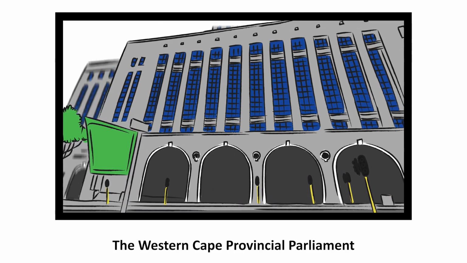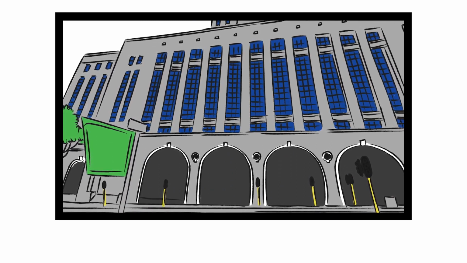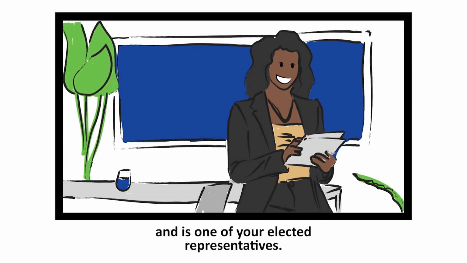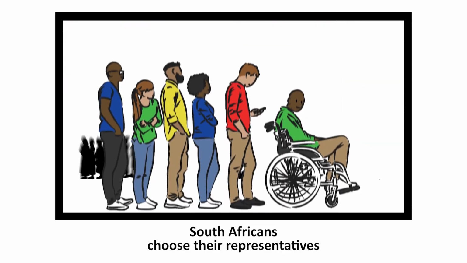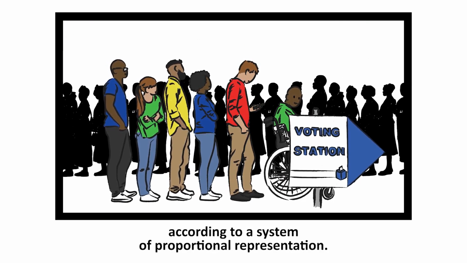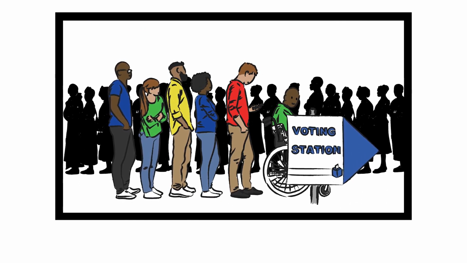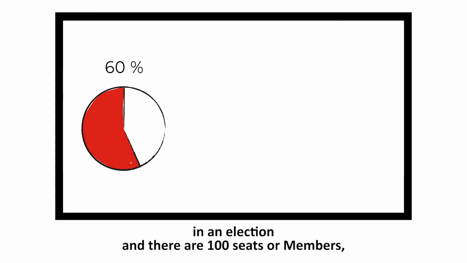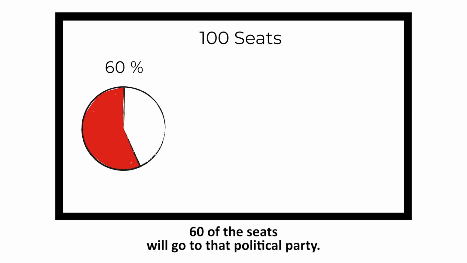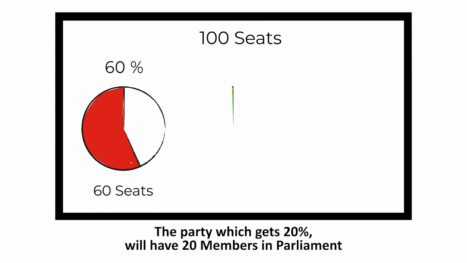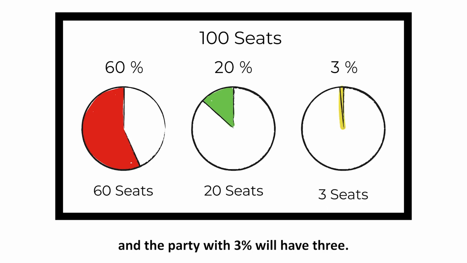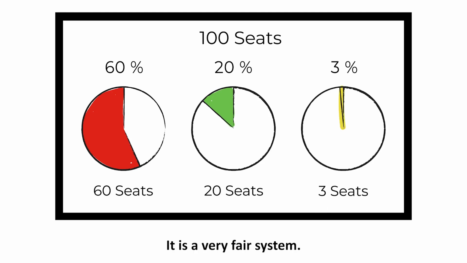The Western Cape Provincial Parliament meets in this building in Cape Town. Funeka is a member of the Western Cape Provincial Parliament and is one of your elected representatives. South Africans choose their representatives according to a system of proportional representation. It works like this. If a party gets 60% of the votes in an election and there are 100 seats or members, 60 of the seats will go to that political party. The party which gets 20% will have 20 members in parliament, and the party with 3% will have 3. It is a very fair system.